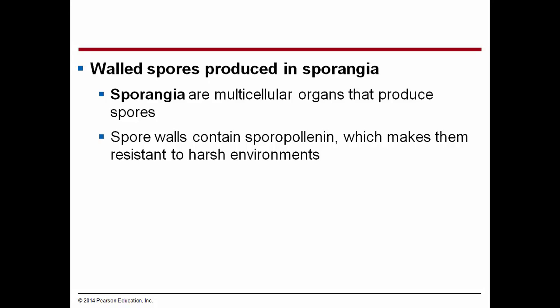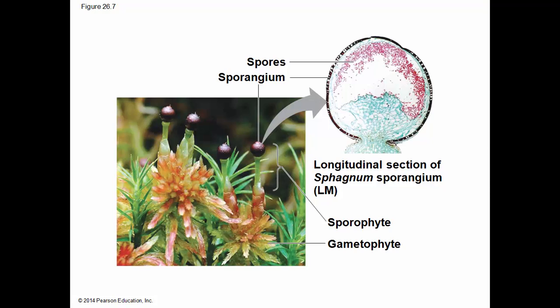Walled spores produced in sporangia. Sporangia are multicellular organs that produce spores. Spore walls contain sporopollenin. Remember from the charophytes, they developed the same protein, which makes them resistant to harsh environments. So the land plants are becoming more and more adapted to be able to colonize dry terrestrial surfaces. Each of the many spores produced by a sporangium is encased by a durable sporopollenin-enriched cell.